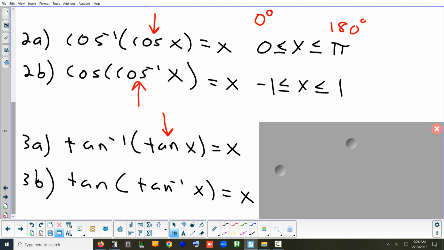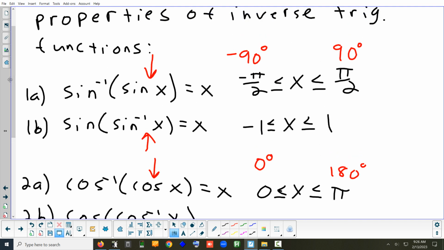Wait, for the domain, was the domain for that one negative infinity to infinity, or was that the range? Yeah, you're mixing up. That's for regular tangent. The domain is how far left and right the curve went. It always has to be 180 wide. It's negative 90 to 90. Negative 90 to 90. So is it exactly the same as this one?